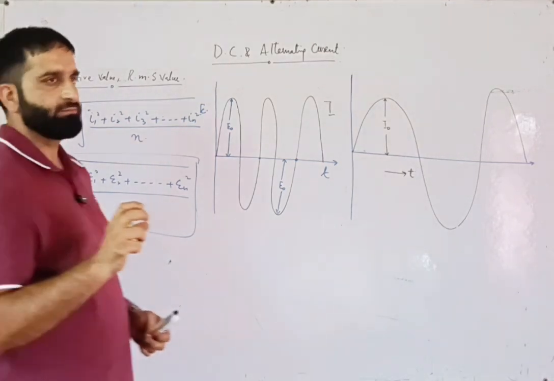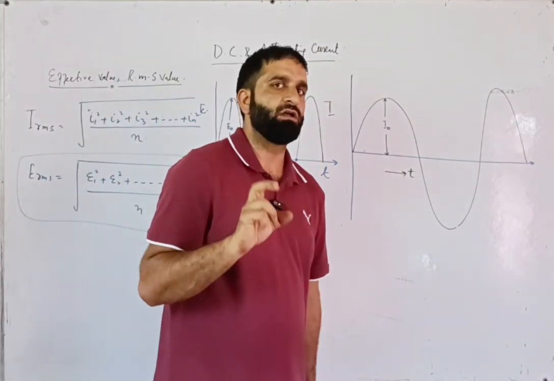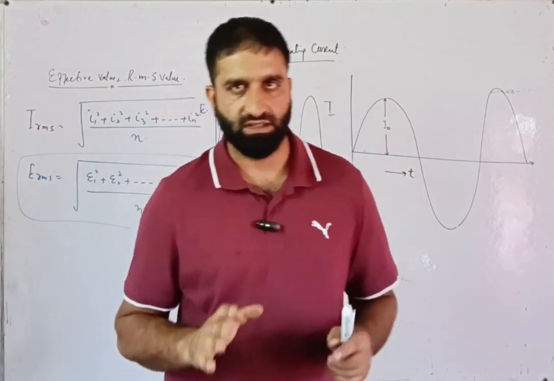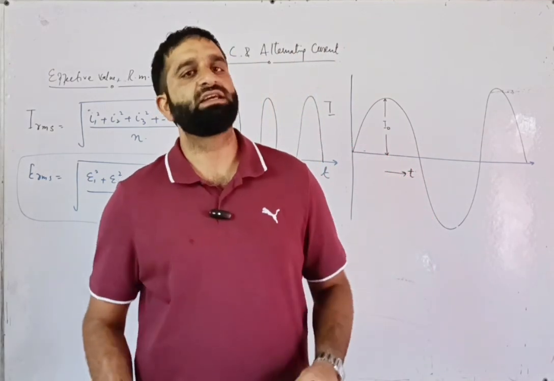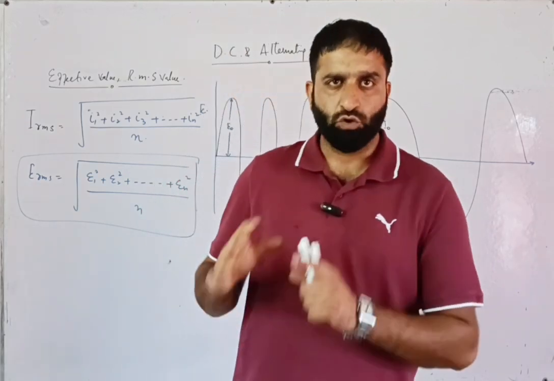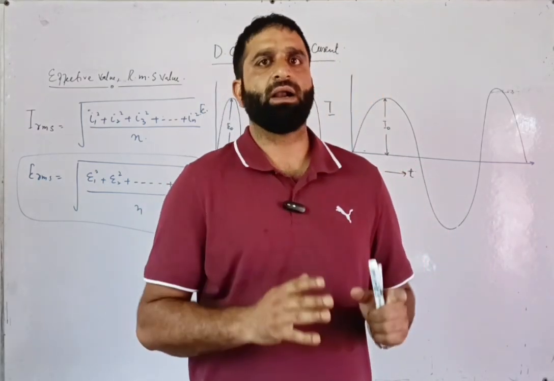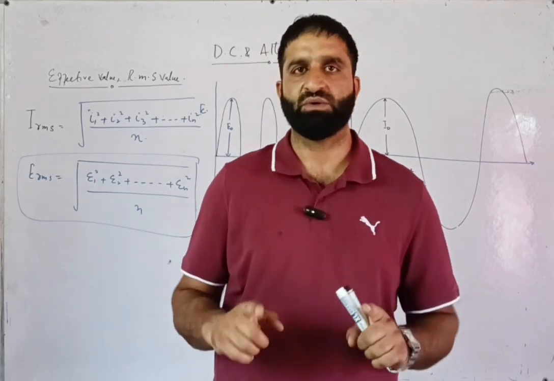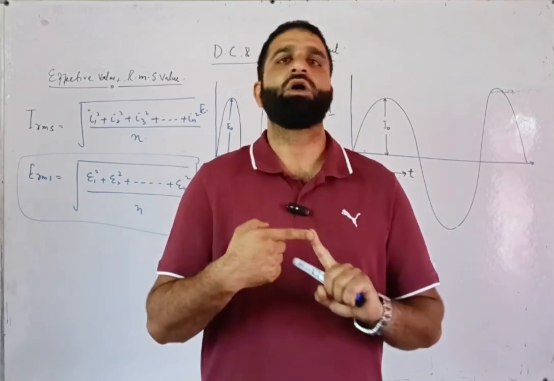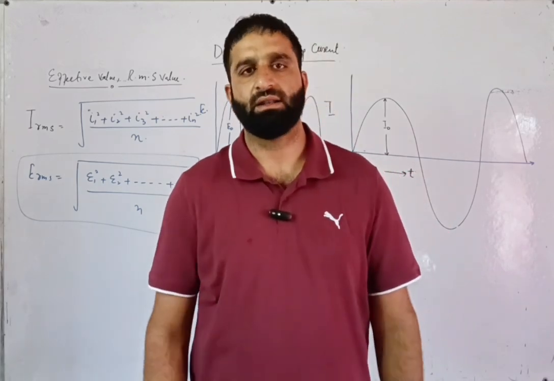But remember one thing, the mean or average value is not defined for a full cycle, because for a full cycle the mean or average value of either the current or voltage in case of an AC is equal to 0, but the root mean square value for a full cycle, whether AC voltage or AC current, is not equal to 0. What we do for mean or average value, we define it for a half cycle. Thank you.